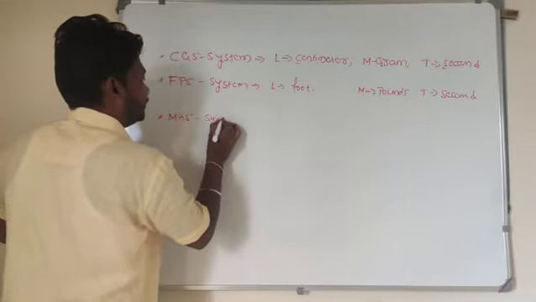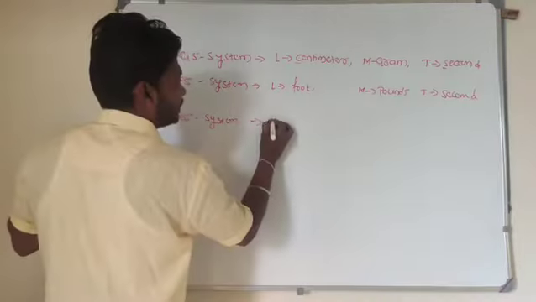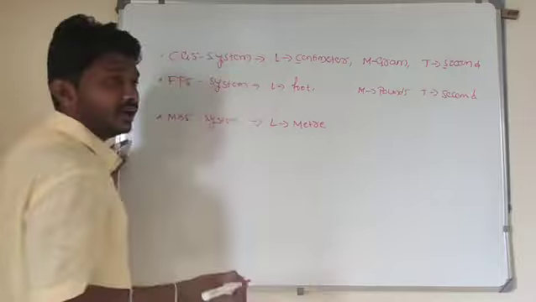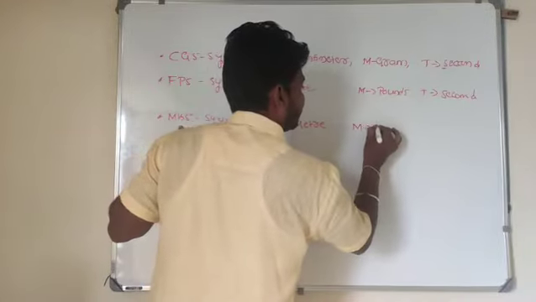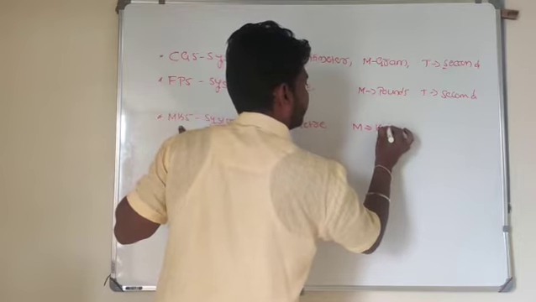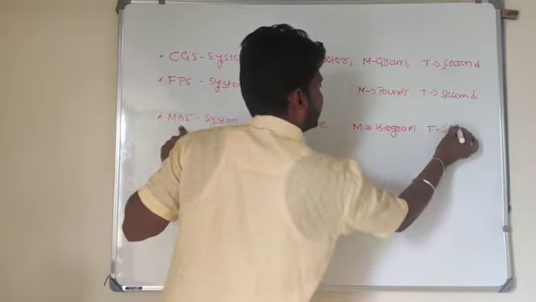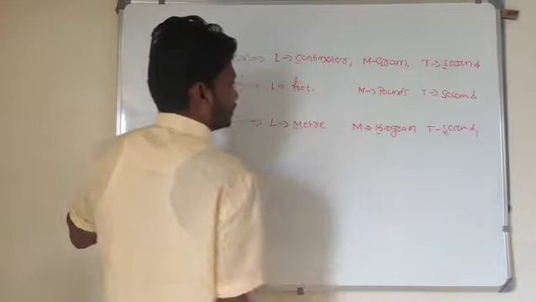And another one is the MKS system. In the MKS system, length is in terms of meter, mass is in terms of kilogram, and time is in terms of second. So that is the MKS system.